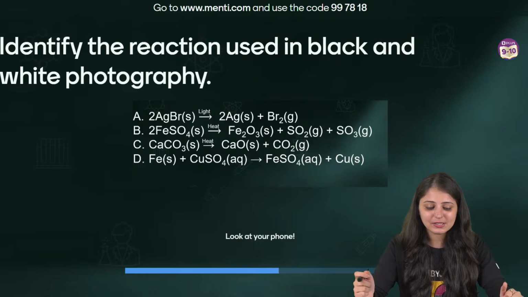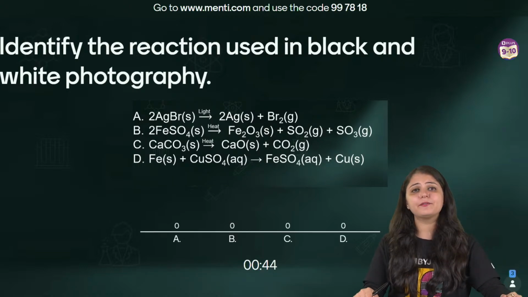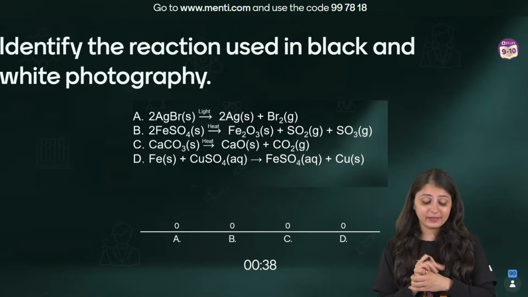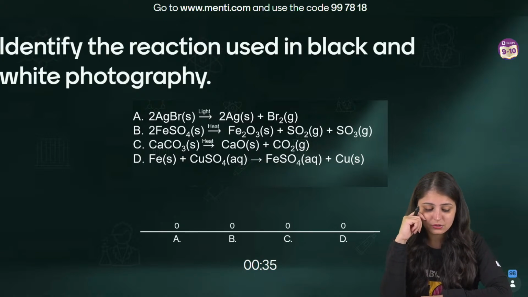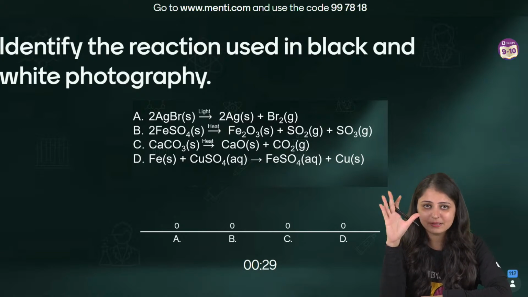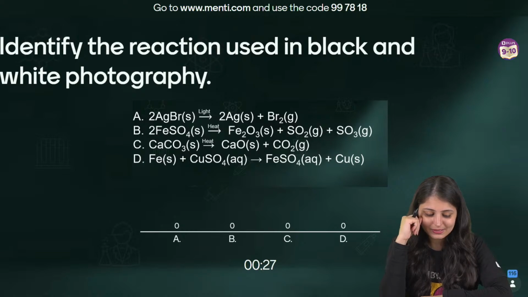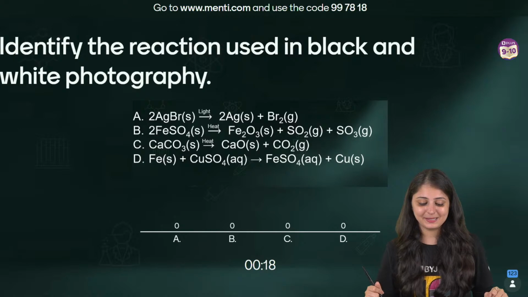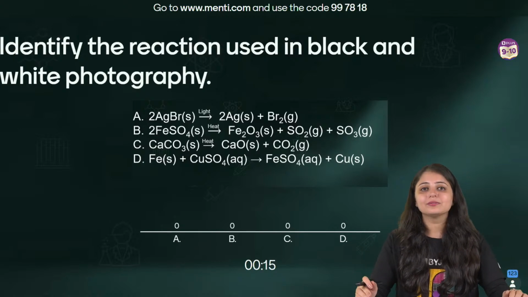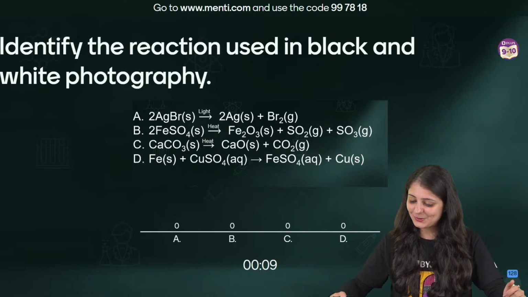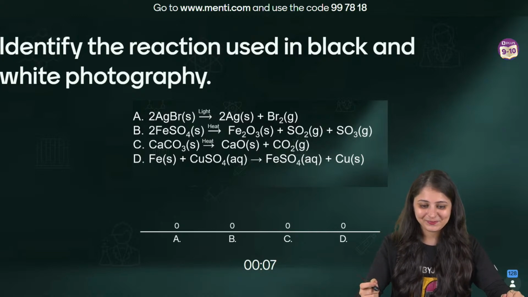Identify the reaction which is being used in black and white photography. Black and white photography, shades of grey are being used. Which reaction is it? You have to identify the reaction. 4 options are being given to you. 4 reactions, I would say. So the first 3 you can see are decomposition. And the last one that you can see is displacement. Okay, 2 are thermal decomposition, one is photolytic decomposition, one is displacement. I'm just trying to confuse you. The type of reaction is just another information I'm passing on to you. You have to figure out the answer all by yourself.